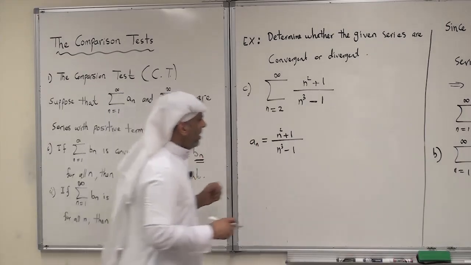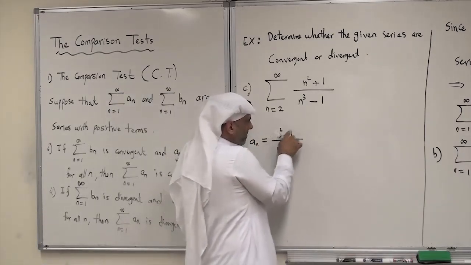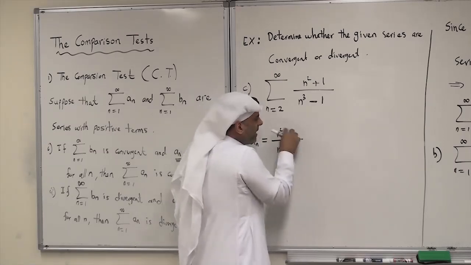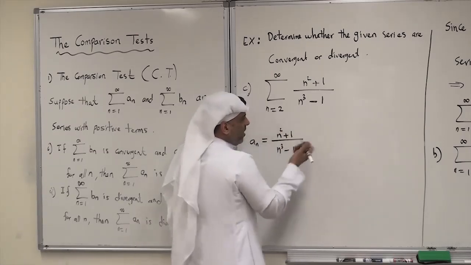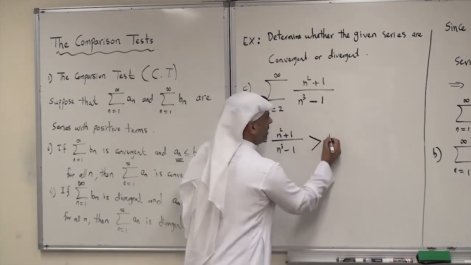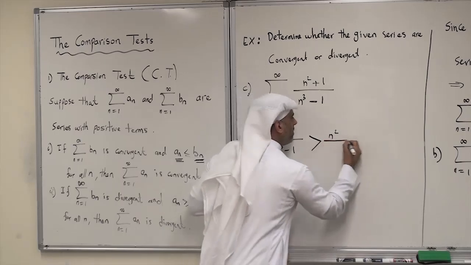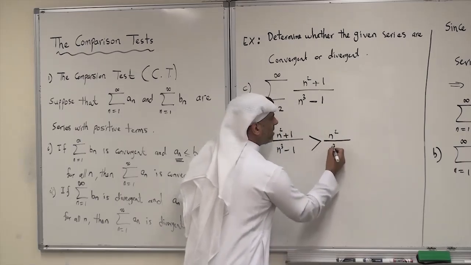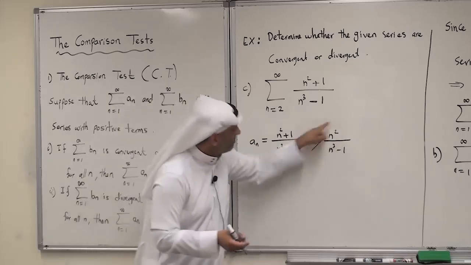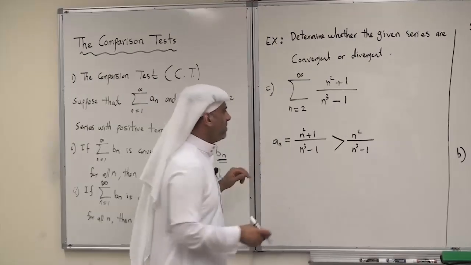Now, if I remove the 1 here, should I get a smaller quantity or a larger quantity? I'm decreasing the numerator. So of course the original will be larger than n squared all over n cubed minus 1. This is larger than this, for the time being. But not yet. This is not something we know.